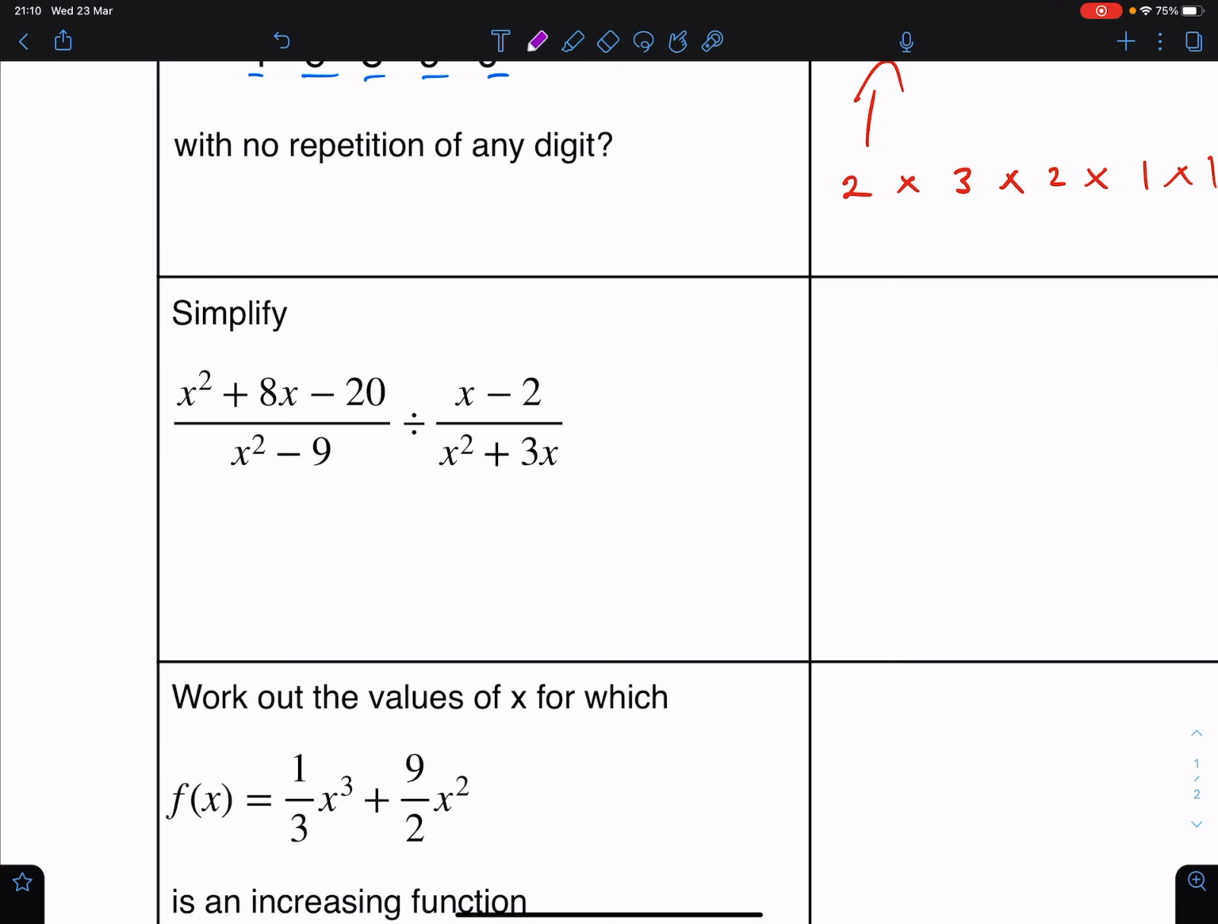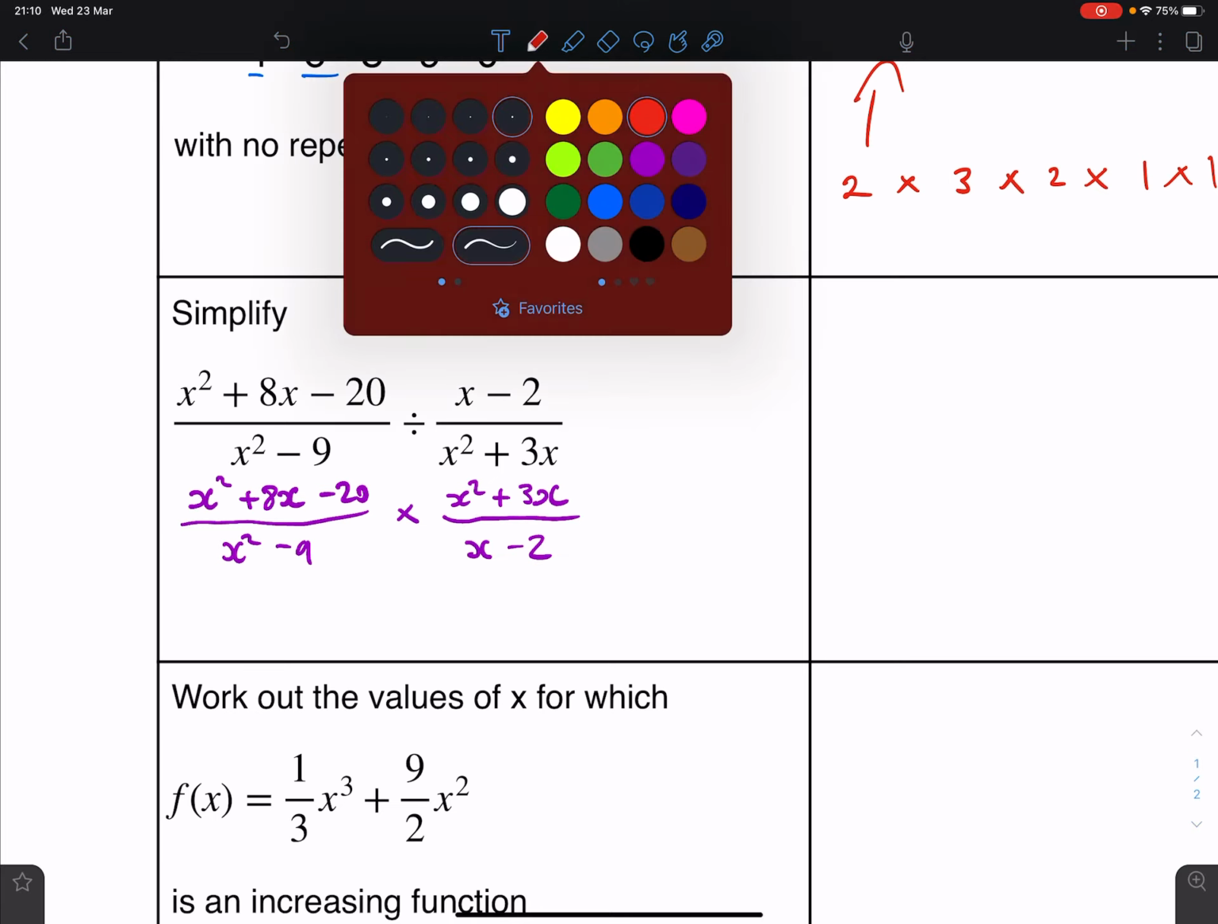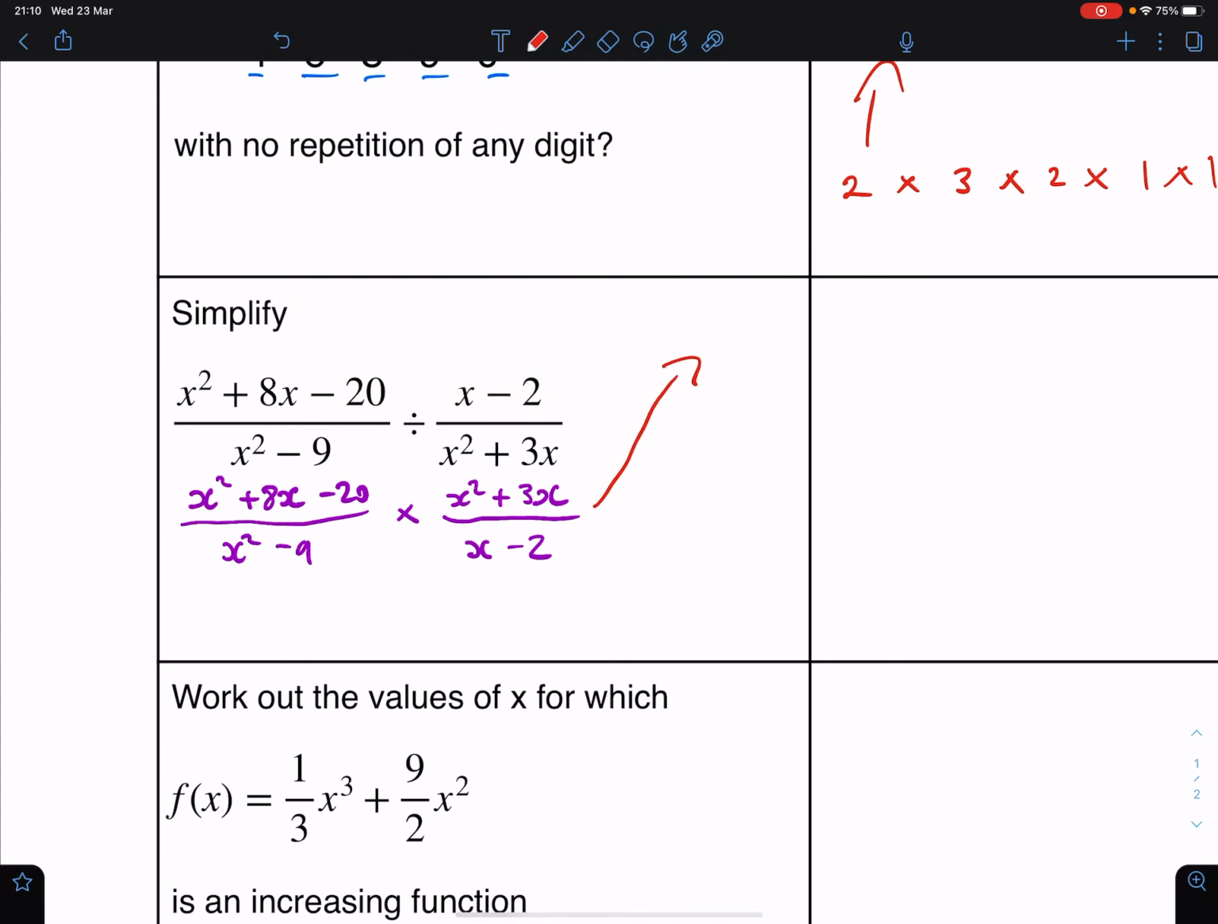So what I'm going to do is write it as x squared plus 8x minus 20 over x squared minus 9. Change that division into a multiply, and then the reciprocal of the second fraction, flip it, whatever people call it. Really, it's the reciprocal, but it's okay. x squared plus 3x at the top, and x minus 2 at the bottom. I'm going to change colors because there's going to be a lot of writing here.